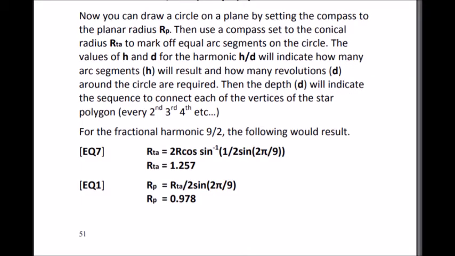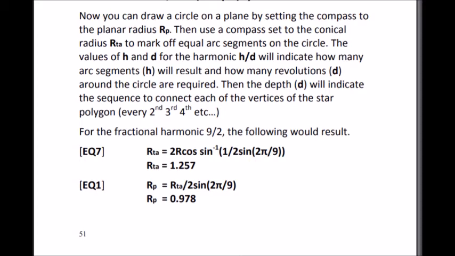Once you have these values, you can now draw a circle on a plane by setting the compass to the planar radius rp to draw the circle. Then you can use a compass set to the conical radius rt and mark off segments around the circle. The values for h and d will indicate how many segments there are, indicated by h, and how many revolutions, d, around the circle are required. And the depth, d, will indicate the sequence to connect each of the vertices of the star polygon, every 2nd, 3rd, 4th, or 5th vertices, etc.